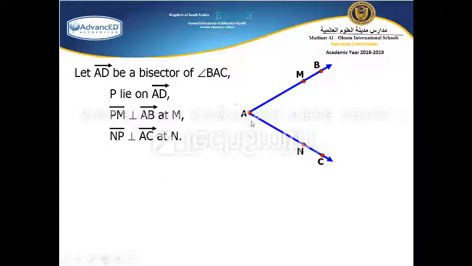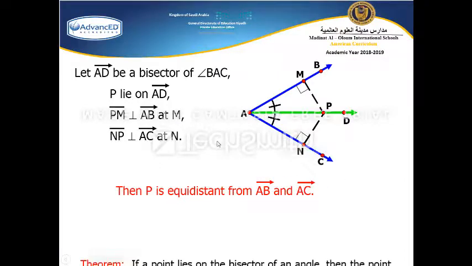Here, let ray AD bisect angle BAC. If point P lies on ray AD, then we will find that PM is perpendicular to AB, and PN is also perpendicular to the other side AC, and both of the two segments are congruent, equal in length, because this point lies on the angle bisector AD.